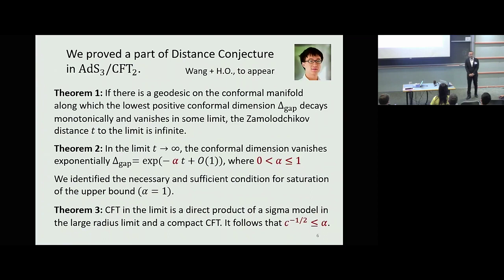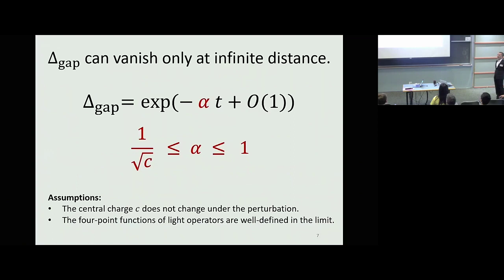Okay, so there are lots of words on this transparency. So I tried to make this more concise. So basically what I'm going to tell you is that this conformal dimension gap above the vacuum vanishes only at the infinite distance in conformal manifold. And there it decays exponentially in the topological distance, and we can bound this coefficient alpha between 1 over square root of c and 1. So this is what I would like to explain to you.